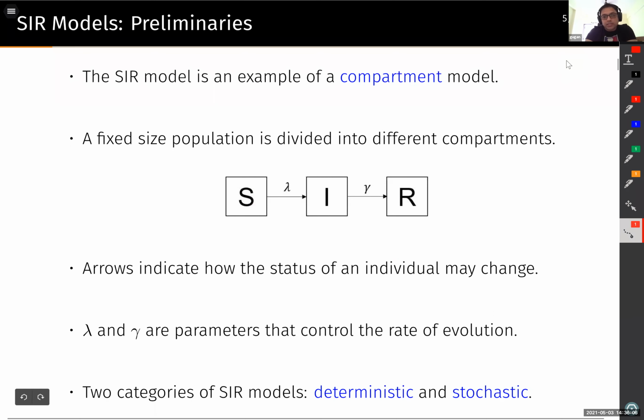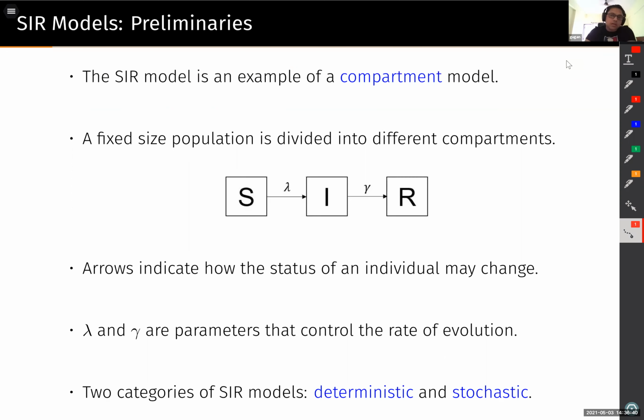At different points in time, some of them may become infected, and at different points in time, some of the infected individuals may recover. So in this way, you can see that the size of each compartment changes with time, right? So this SIR on one hand will refer to labels. On the other hand, they will also refer to the size of each compartment. And the context will make it clear whether I'm using S to refer to the label of a compartment or whether I'm using it to refer to the size of the compartment.